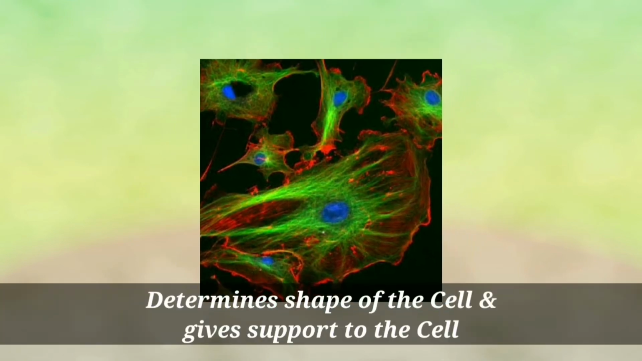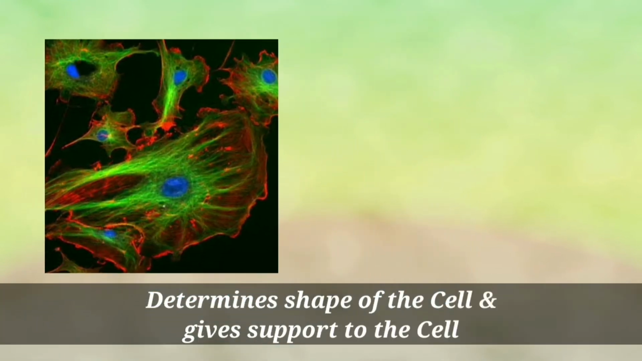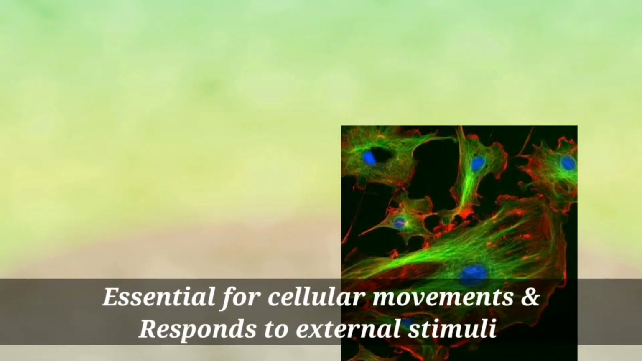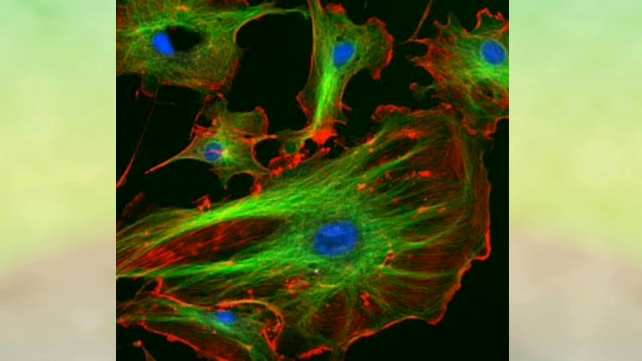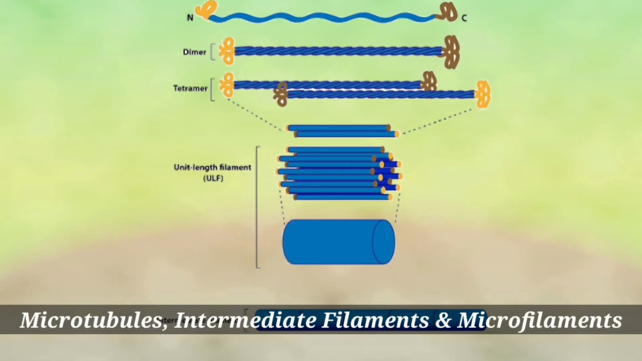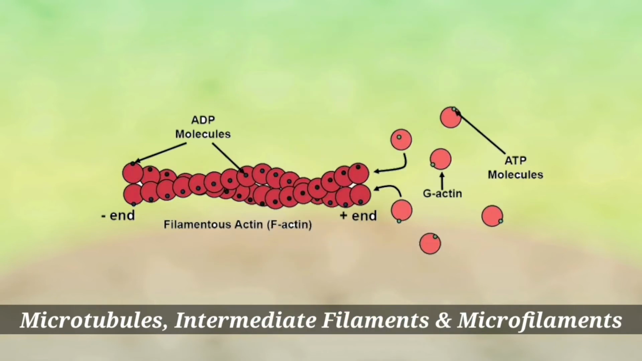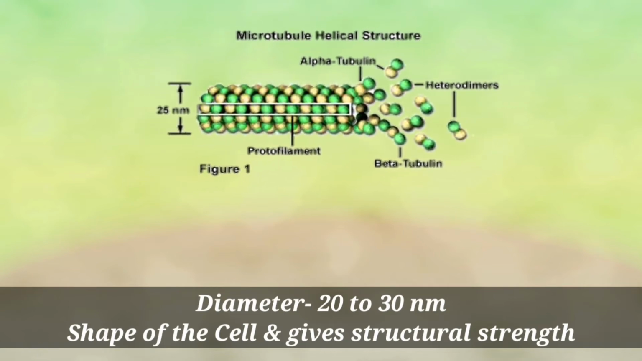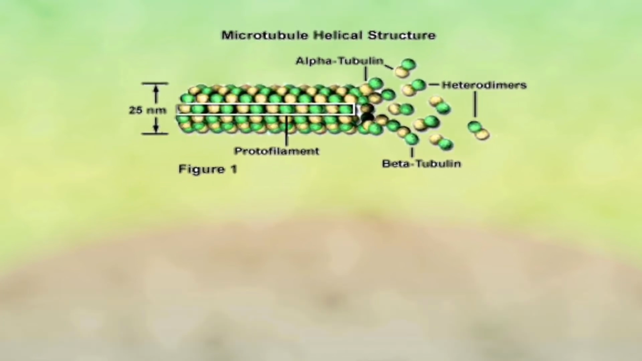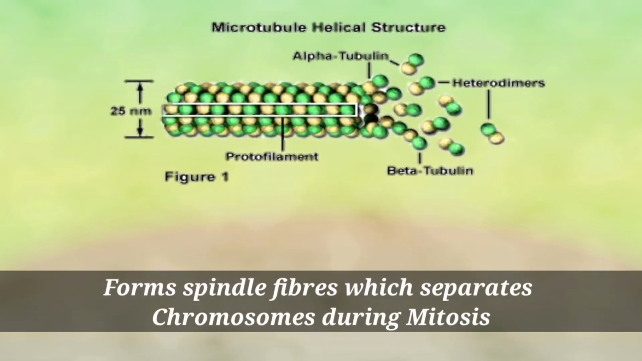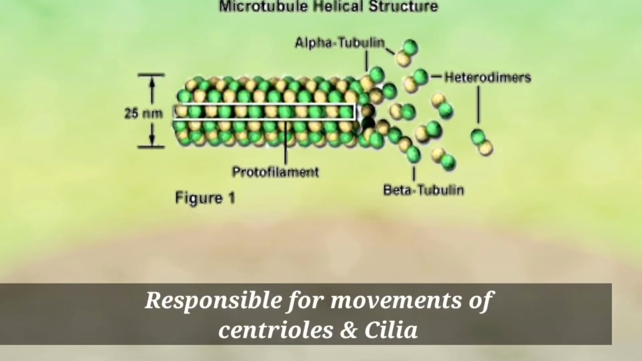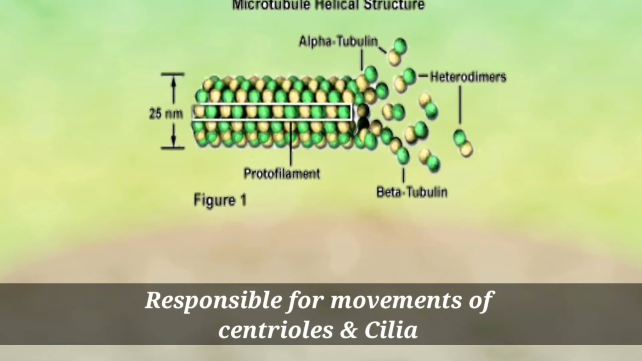Cytoskeleton. It determines the shape of the cell and gives support to the cell. It is essential for cellular movements and response to external stimuli. It consists of three major protein components: microtubules, intermediate filaments, and microfilaments. Microtubules determines the shape of the cell and gives structural strength to the cell. They form spindle fibers which separates chromosomes during mitosis. They are responsible for movement of centrioles and cilia.